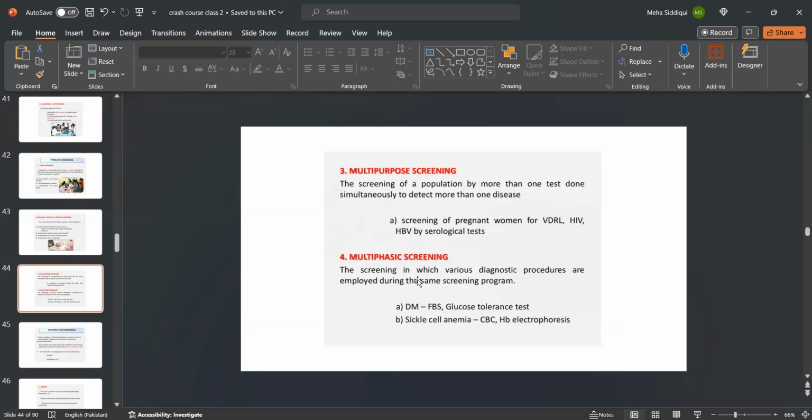Then comes multi-purpose screening, the screening of a population by more than one test done simultaneously to detect more than one disease, like screening of pregnant women for HIV, HPV. Then comes multi-phasic screening, screening in which various diagnostic procedures are employed during the same screening program.